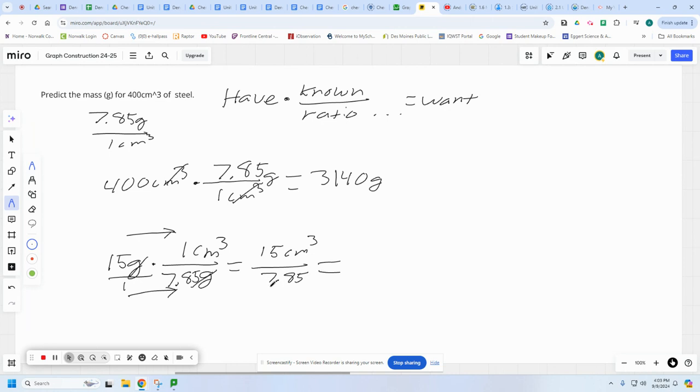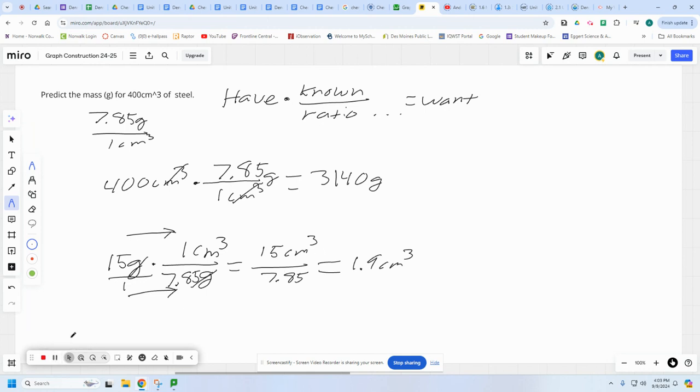Now if you finish this out and do 15 divided by the 7.85, you should get approximately 1.9 centimeters cubed. So 2 examples of a single step unit multiplier, about as simple as they get.